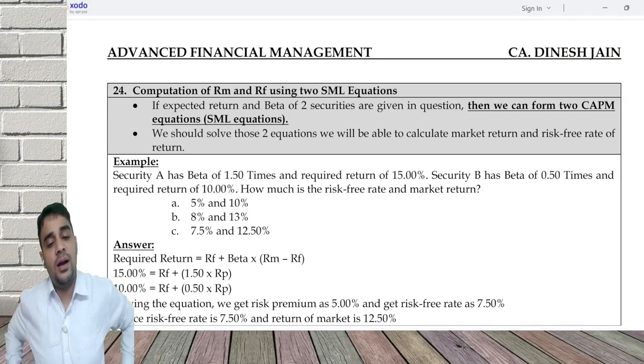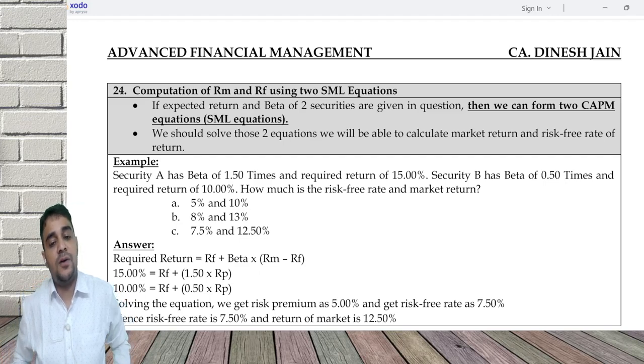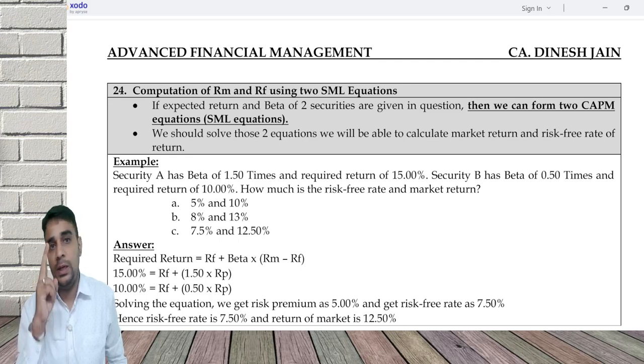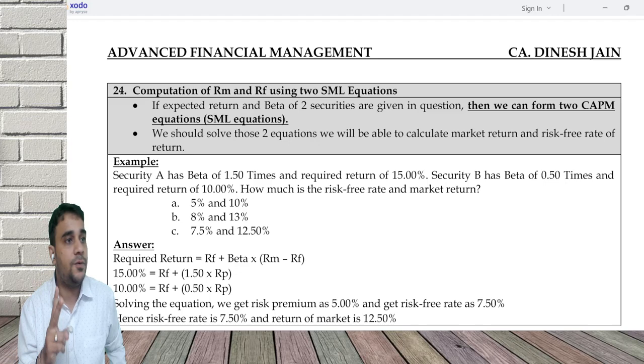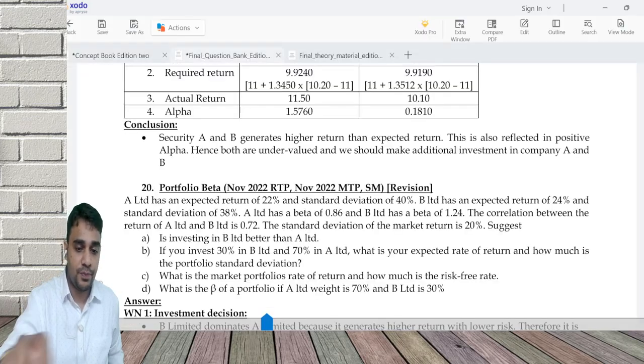Computation of RM and RF using 2 SML equations. If expected return and beta of 2 securities are given, then we can form 2 CAPM equations. We should solve these 2 equations, and we will be able to calculate market return and risk-free rate of return. If you read this question, you know the beta of 2 companies and the return of the 2 companies, so we will form 2 equations. Let's come to this question now.